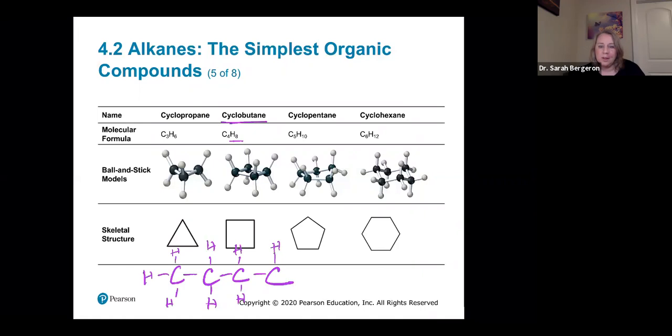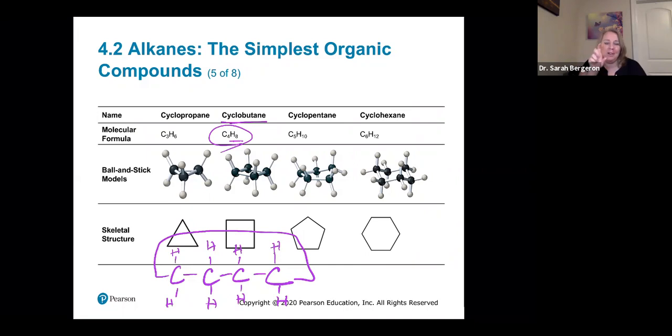Well, that's no good. This is an incomplete structure. I can't add more hydrogens because this is my formula. So how am I going to give everybody a complete octet? Well, I'm going to take one of these hydrogens from over here, and put it on this carbon. And I'm actually going to link the first carbon to the last carbon. But that's not how it actually happens in nature. You don't have one bond that's super long and then some other little tiny bonds.